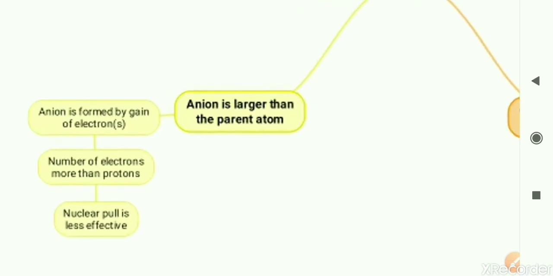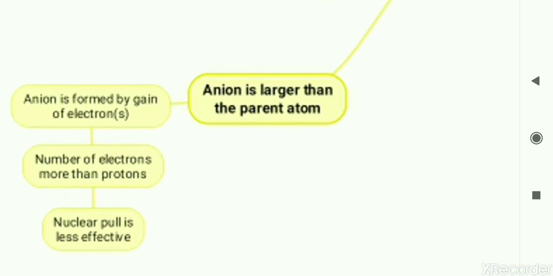The next one is anion. There also a similar concept will apply with regard to the number of protons and electrons. Always the anion is larger, just as the cation is smaller. Here, anion is larger than the parent atom. Anion is a negative ion. For example, we will see one example of the chlorine atom.